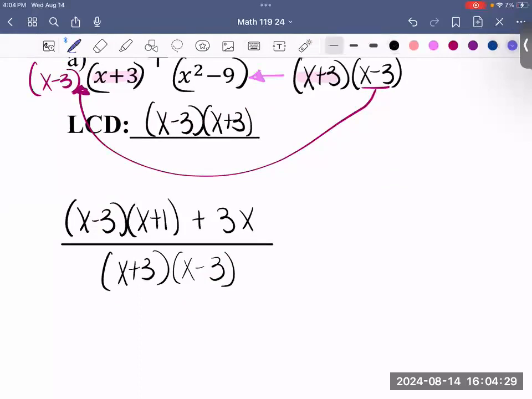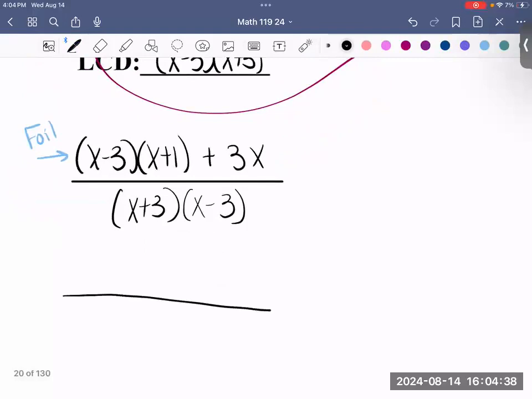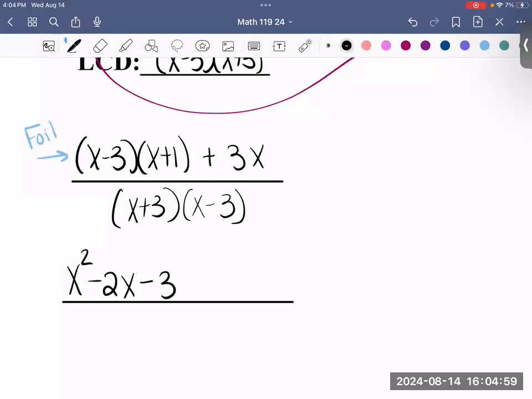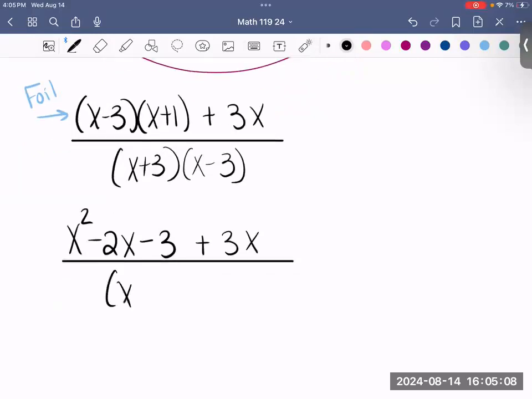Well, we're going to go ahead and FOIL. So go ahead and FOIL here. Start to simplify. Now, if you don't know how to FOIL, please go back to, I want to say that was in 1.2, maybe 1.3, definitely 1.3. So we have x squared minus 2x minus 3, excuse me. And then we have your plus 3x all over x plus 1 and an x minus 3.